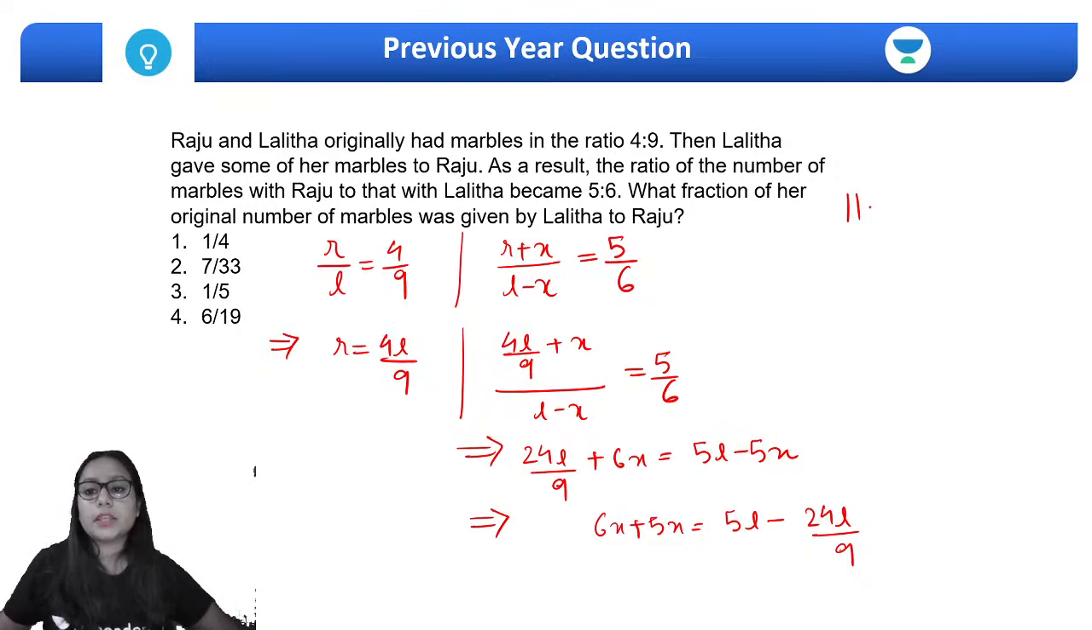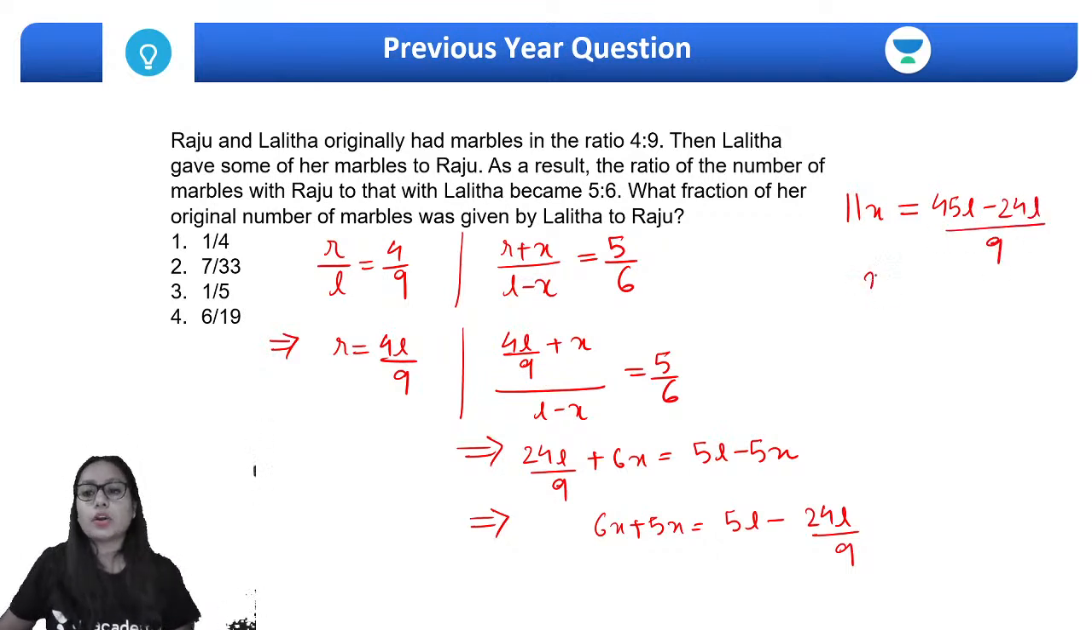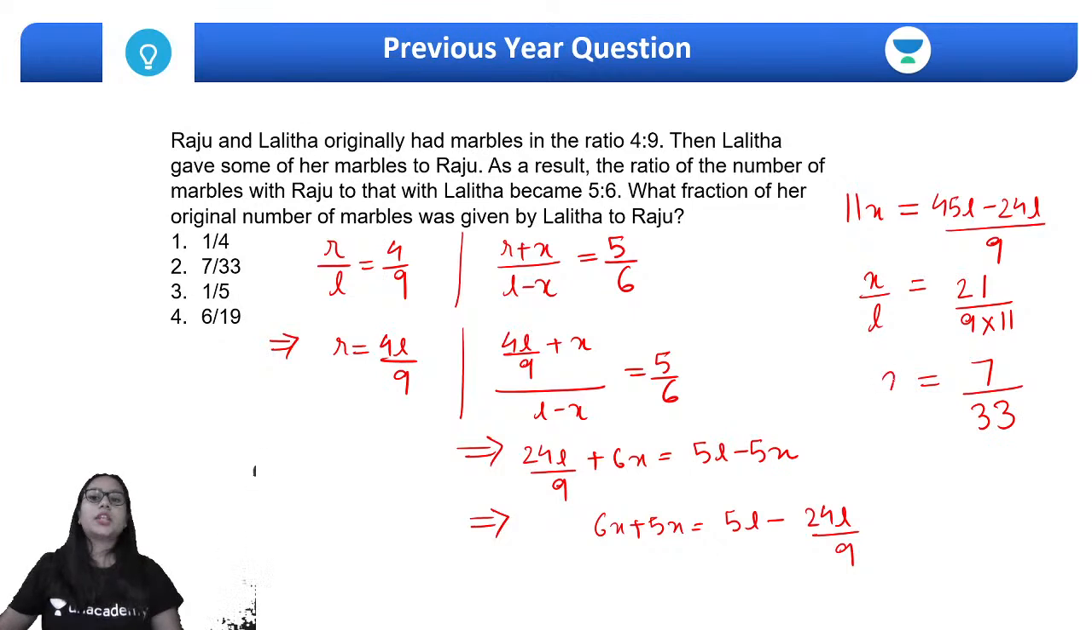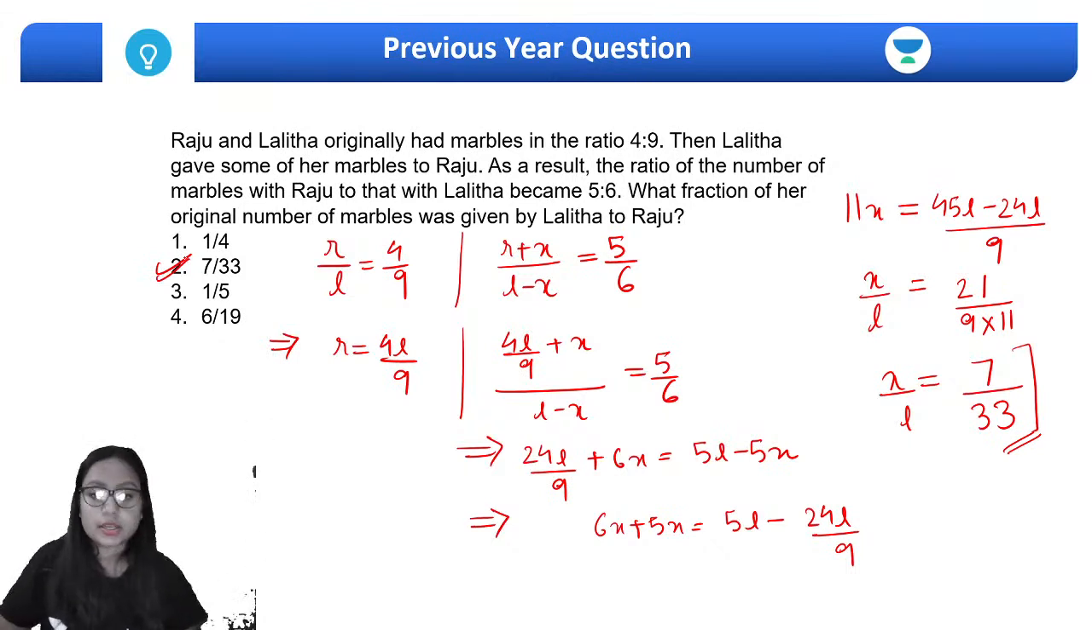Okay, so this will give me 11X is equal to 45L minus 24L/9. Hence I get the value of X by L as 21/9 into 11. Upon simplification, this would be 3 into 7 by 33. So the ratio of X to L is 7/33. Hence, option 2 is the correct answer. 7/33 is the correct answer.